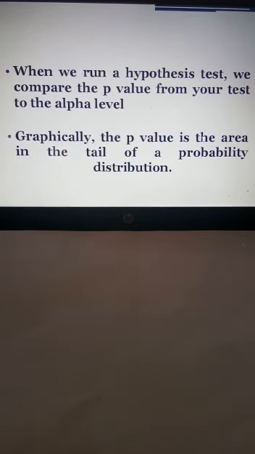Okay, when we run a hypothesis test, we compare the p-value with our alpha level. Meaning we compare the p-value with an alpha level like 5% or 0.05, or 1%, or 10%. So the already determined alpha level is compared with the p-value. If the p-value is less than the alpha level, then we can reject the null hypothesis. And if we see it graphically, the p-value is the area in the tail of the probability distribution.